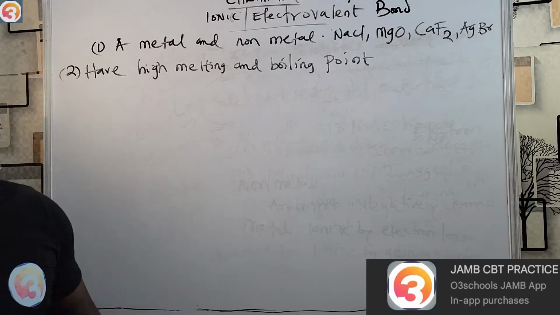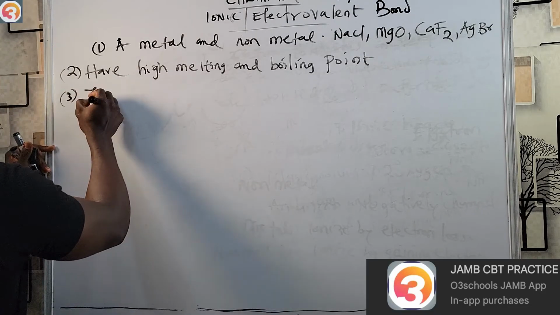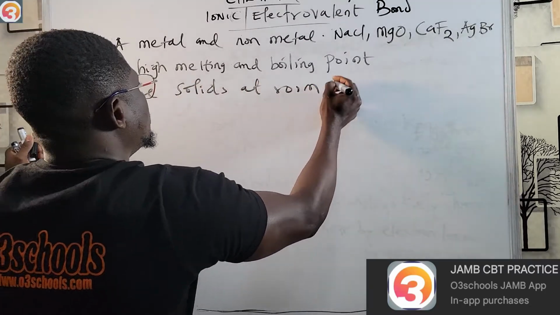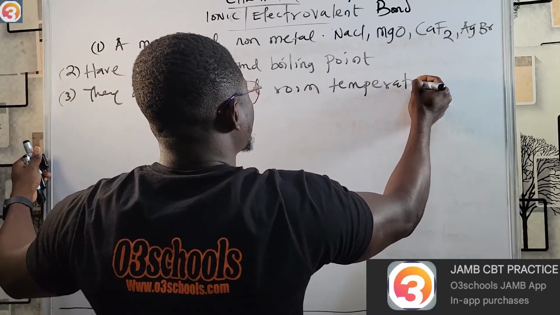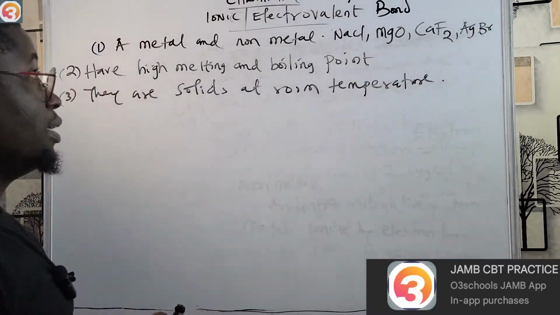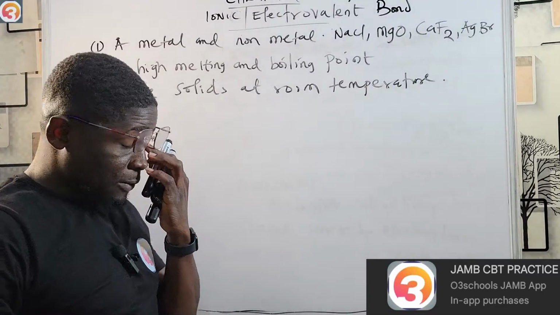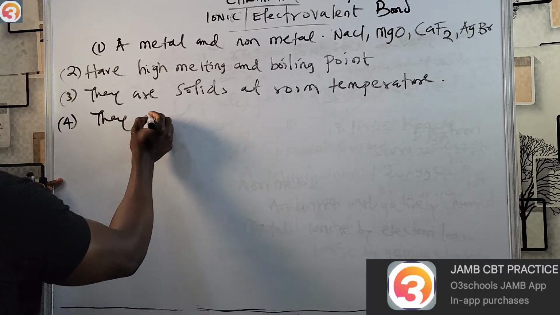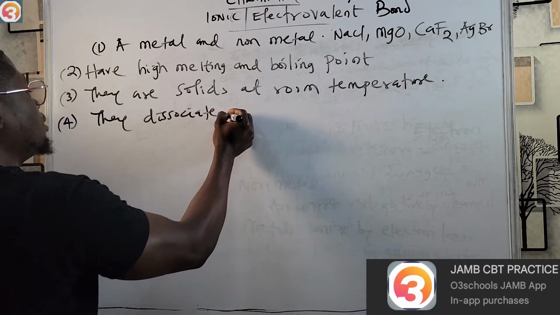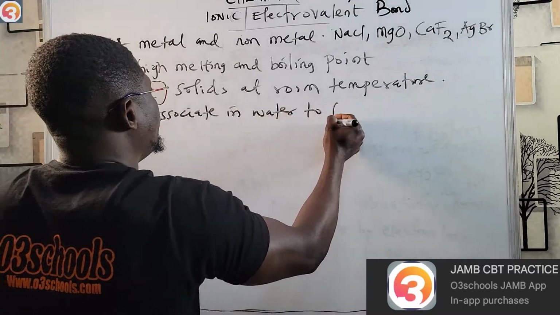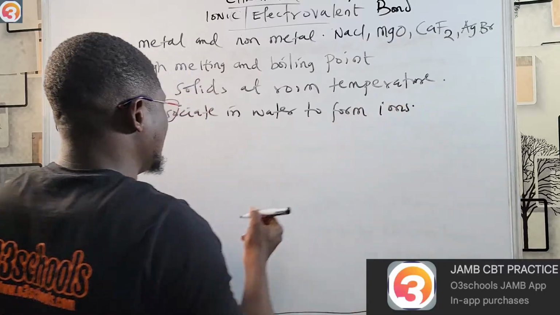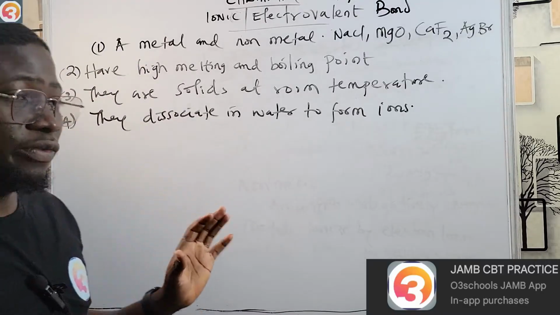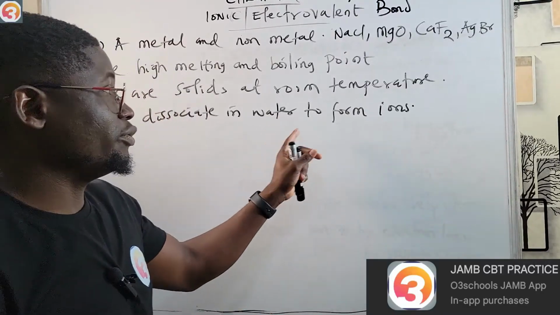Electrovalent compounds are solids at room temperature. They're usually solids at room temperature. You have to take note of that very well. Then of course, they dissociate in water to form ions. This is another characteristic of electrovalent compounds. They dissociate in water to form ions.